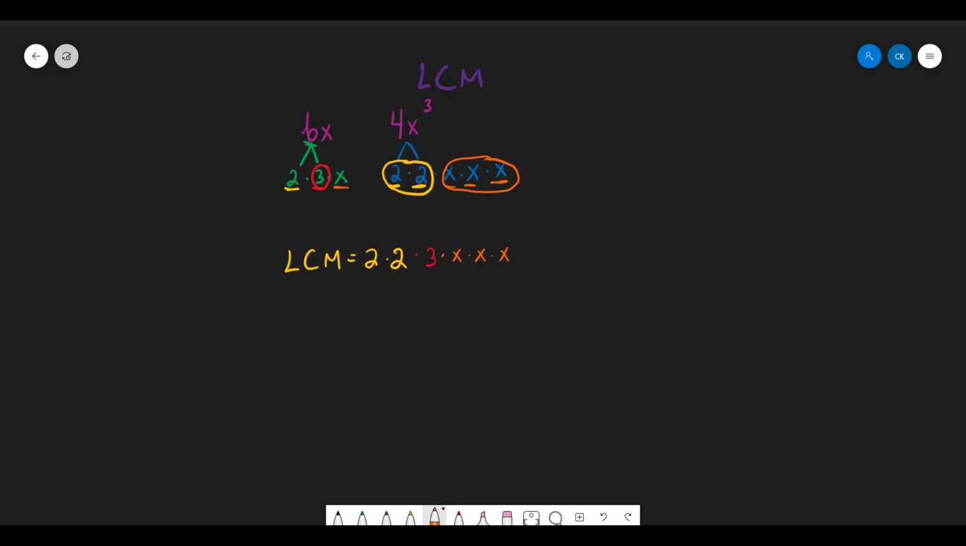Now that I have gone through every single part, every variable, every coefficient that we saw within my two numbers, now I'm just going to take everything that I put into this LCM and I'm going to multiply it together. 2 times 2 is 4, times 3 is 12, x times x times x is x to the third. So the LCM of 6x and 4x to the third would be 12x to the third. So that's how we find our LCMs.